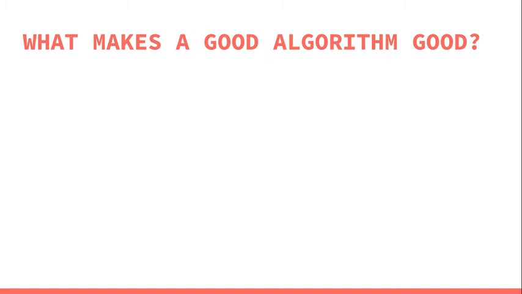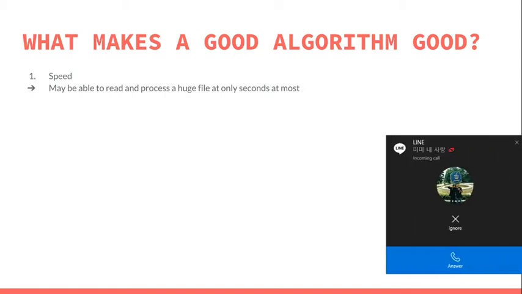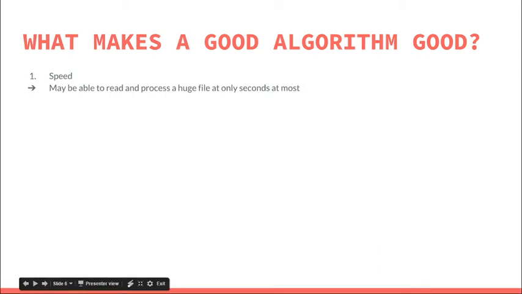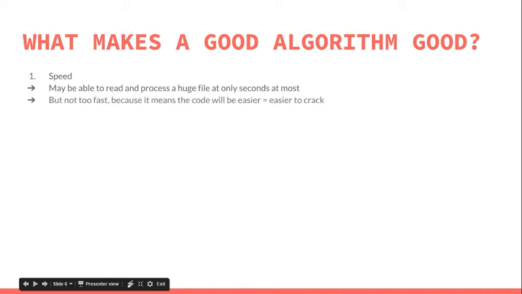So what makes a good algorithm good? Number one, we have to look at the speed. A good hash function has good speed, so it is able to read and process a huge amount of files, for example megabytes or gigabytes, in seconds at most. So 1 second, 2 seconds, 3 seconds at most, but not too fast, because it means that the code will be easier to crack. It cannot be too long, but it cannot be too fast either, because if it's too long, people will not use it.